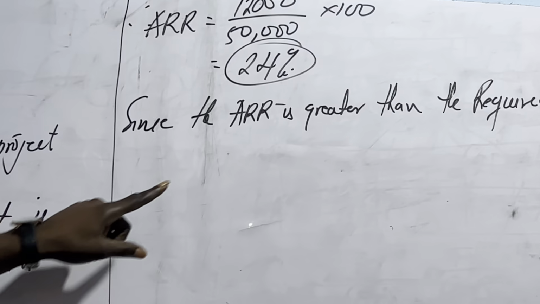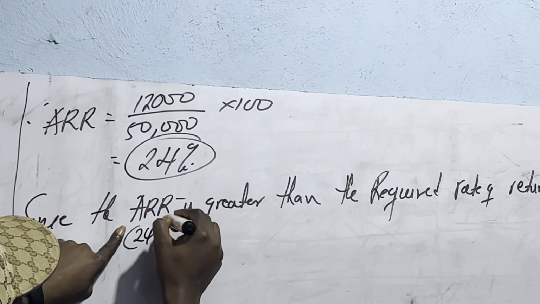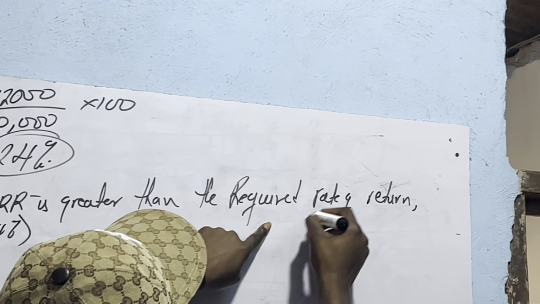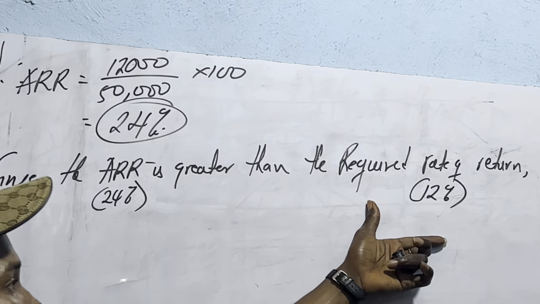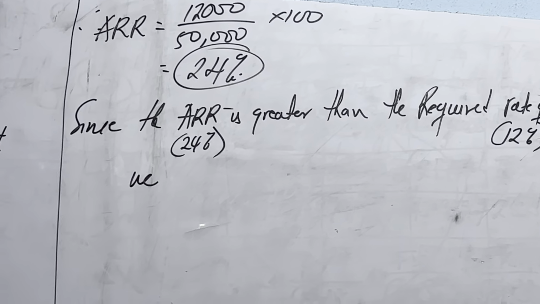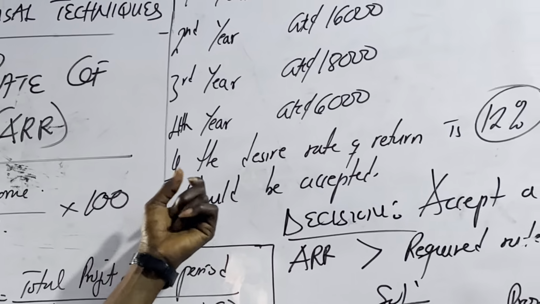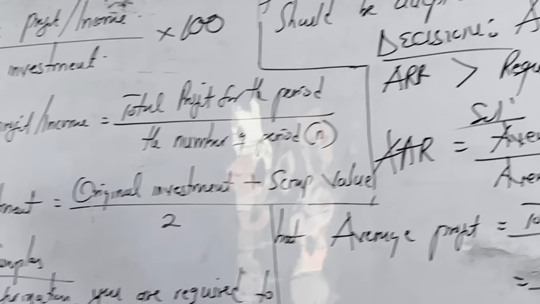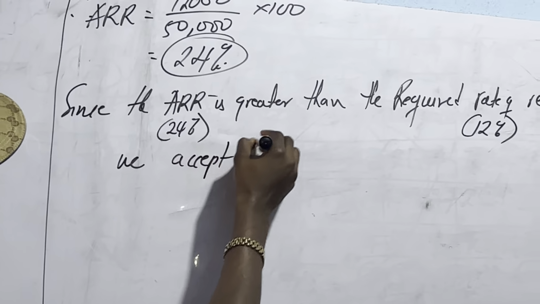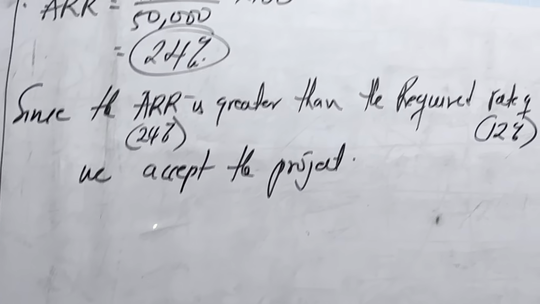You see, the accounting rate of return, what did we get? 24%. The required rate of return was given as what? 12% in the question. So since this is greater than this, we accept. Which project should be accepted? So here we are going to accept this project. So that is it.